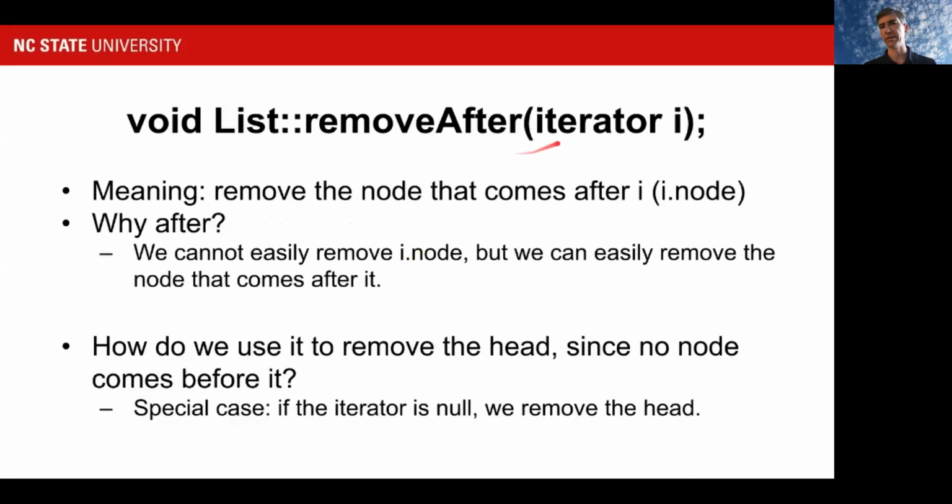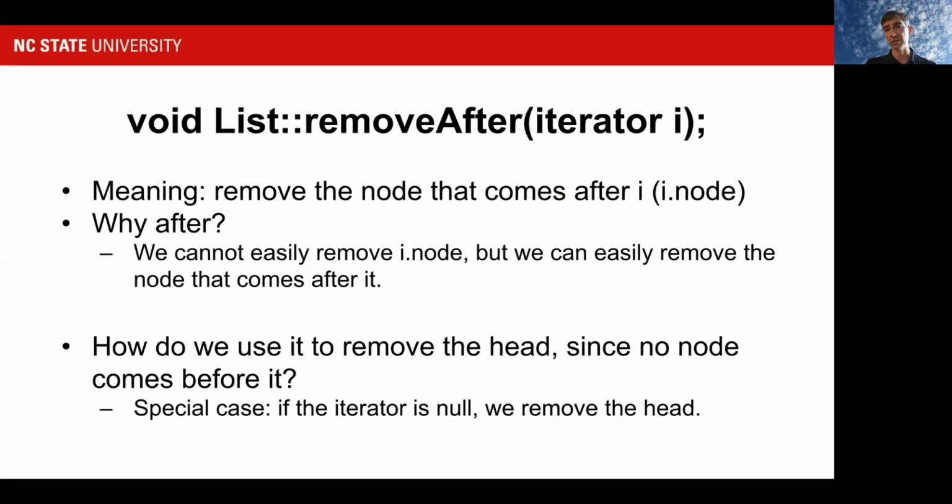So remove after, the idea is that we want to remove the node that comes after the iterator. An iterator has a pointer to a specific node in our list, and then we'll say, okay, remove the thing that comes right after it. Now, why after? Why are we setting the function up that way? Well, it's because we can't easily remove the node it's pointing to, right?